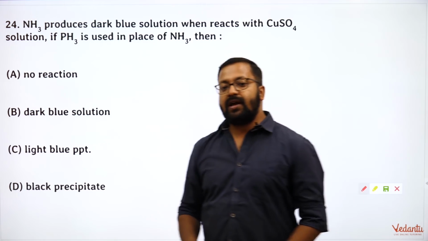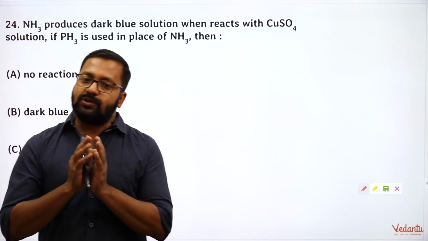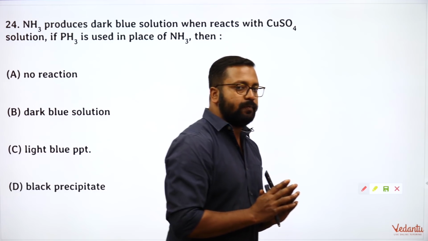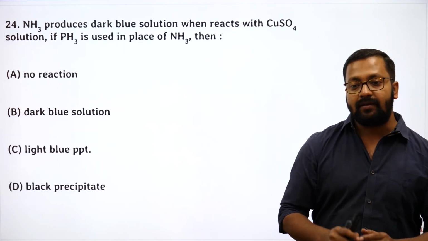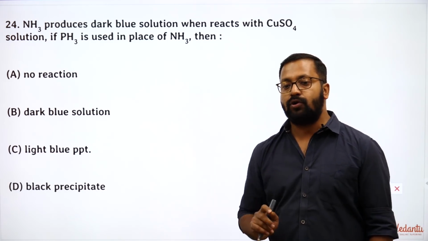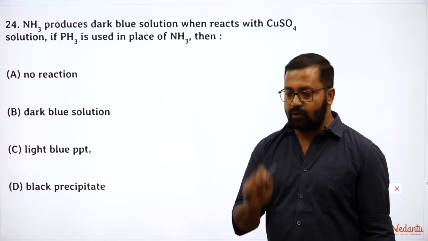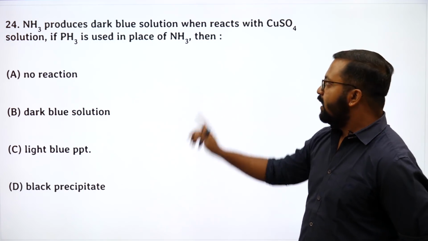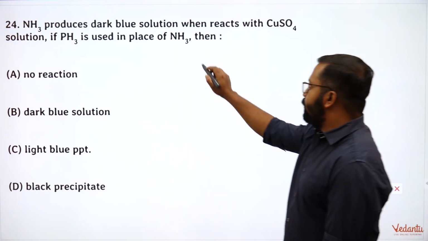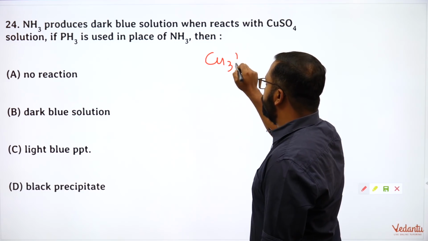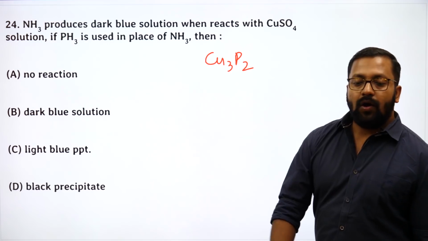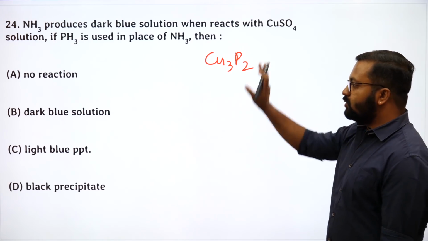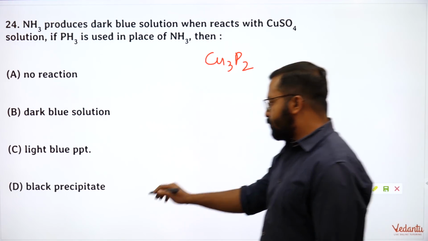The reaction of NH3 with copper sulfate is known to everyone. It produces an intense blue colored solution because that is known as cuprammonium. You get a salt of Cu(NH3)4 2+. But when it reacts with PH3, the product obtained is Cu3P2. Okay, Cu3P2. Cu3P2 is a black precipitate.